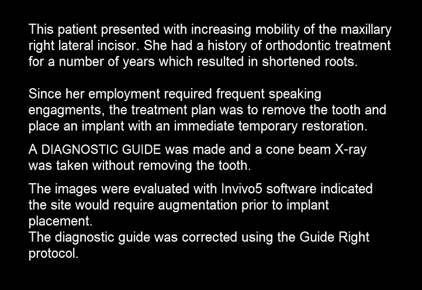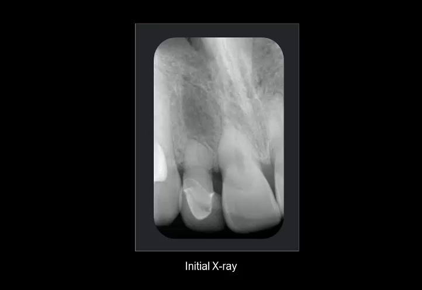an immediate temporary restoration. A diagnostic guide was made and cone beam x-ray was taken without removing the tooth. The images were evaluated and in vivo 5 software indicated the site would require augmentation prior to implant placement. The diagnostic guide was corrected using the GuideRight protocol. A periapical x-ray shows the shortened root of the lateral incisor.